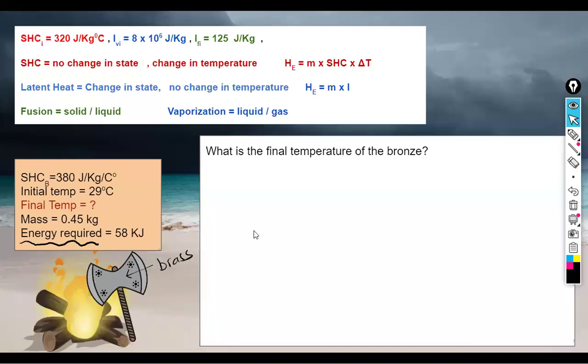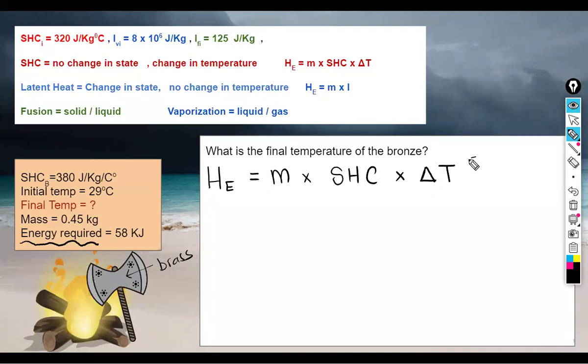Well, I think we established that we're using the first formula, right? The normal formula we used just now, because it's what? No change in temperature. So let's start off here. Sorry, I made a mistake there. Heat energy is equal to mass multiplied by specific heat capacity multiplied by the change in temperature.